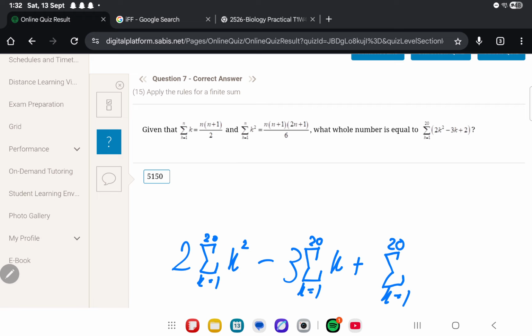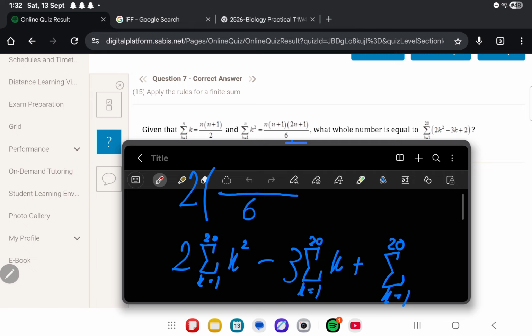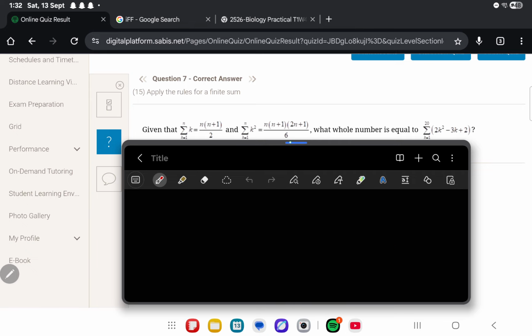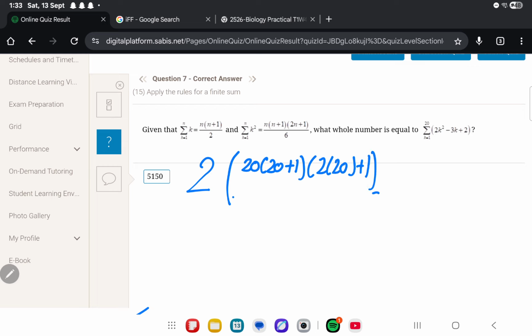Now we have the rules given, so we're just going to substitute them into whatever we have here. The rule for k squared is going to be 2 multiplied by n times n plus 1 times 2n plus 1, over 6. Obviously I always start with my denominator. It's going from k equals 1 to n. In our case n was 20, because n is the upper bound of the summation. So it's 20 into 20 plus 1 into 2 times 20 plus 1 over 6.